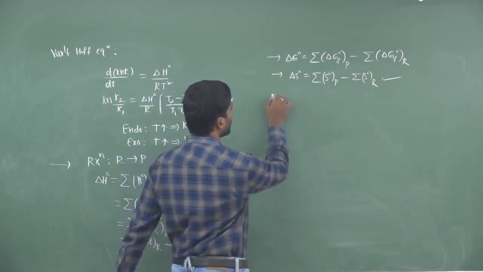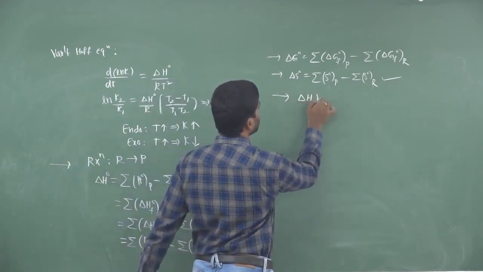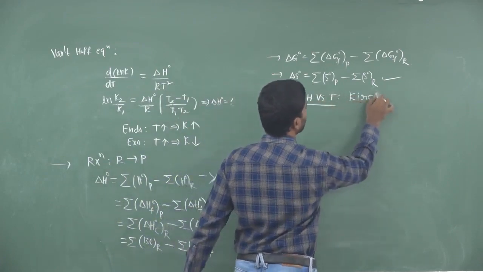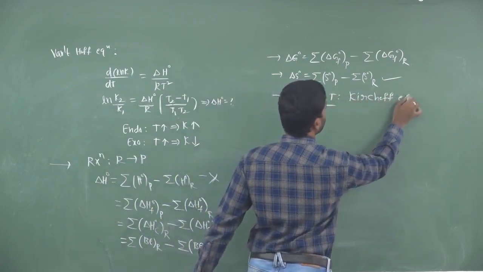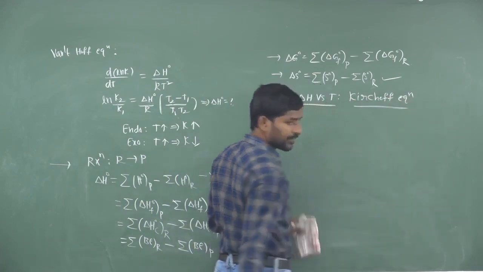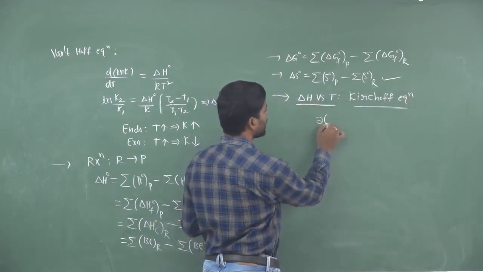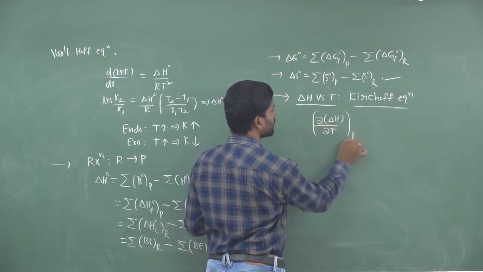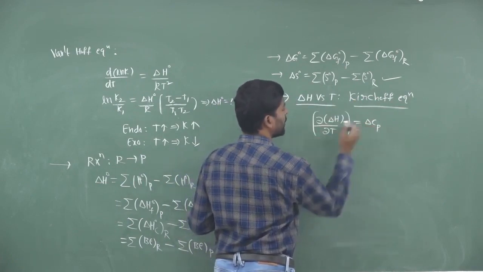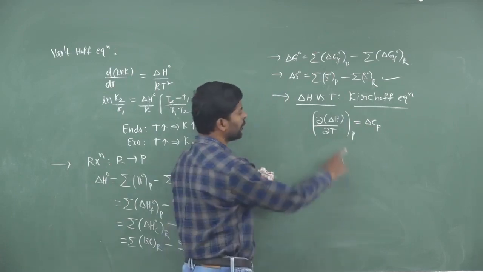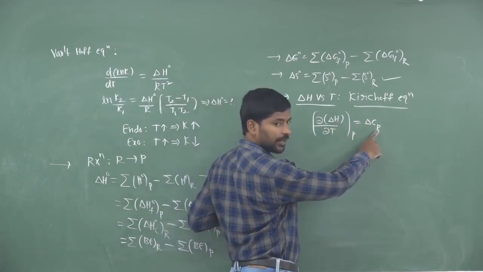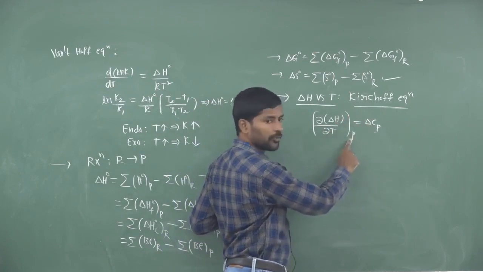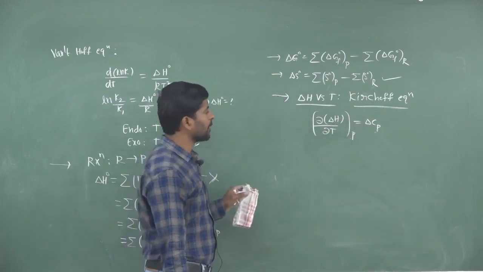Next, we discussed the effect of temperature on heat of reaction. That is given by what? Kirchhoff equation. The effect of temperature on heat of reaction is given by the Kirchhoff equation. That is dou of delta H by dou T at constant pressure equals delta Cp. If you take delta U, we get delta Cv. If you take internal energy, we will get delta Cv. We have to follow at constant volume.